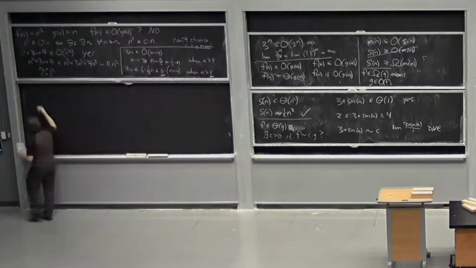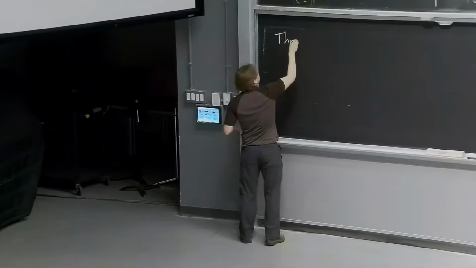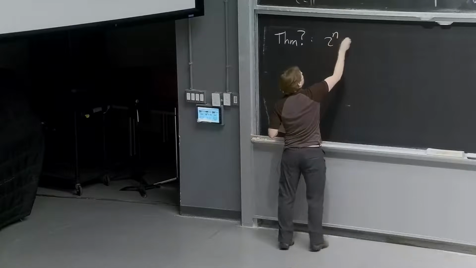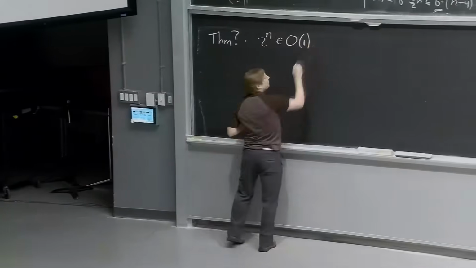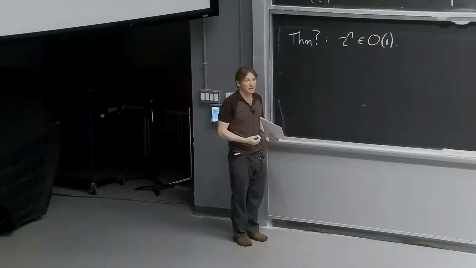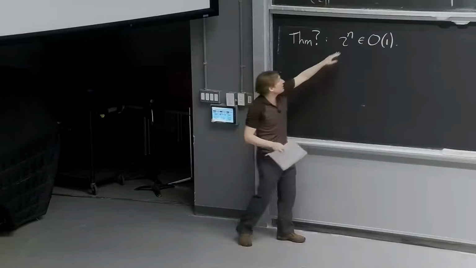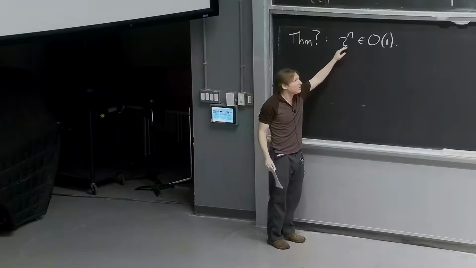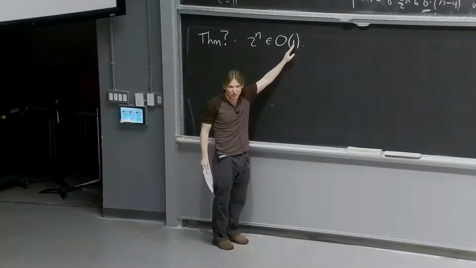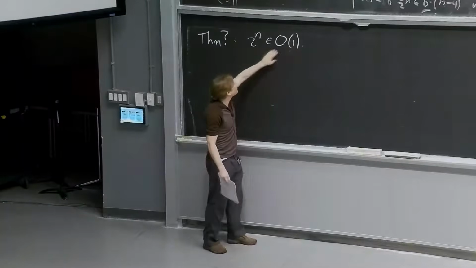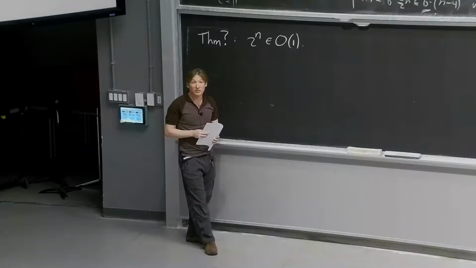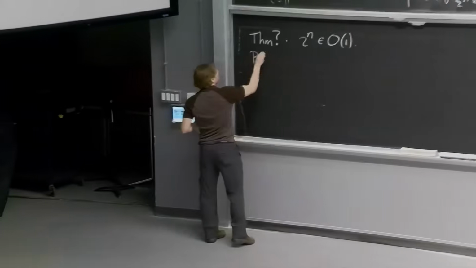All right, so theorem. Question mark. 2 to the n is big O of 1. Now, we really, really hope this isn't true. In algorithm terms, this is an algorithm that takes exponential time. This is an algorithm that takes constant time. Certainly, this one's supposed to be the smaller one. So 2 to the n should absolutely not be in big O of 1. But let's prove it anyway. Proof by induction.